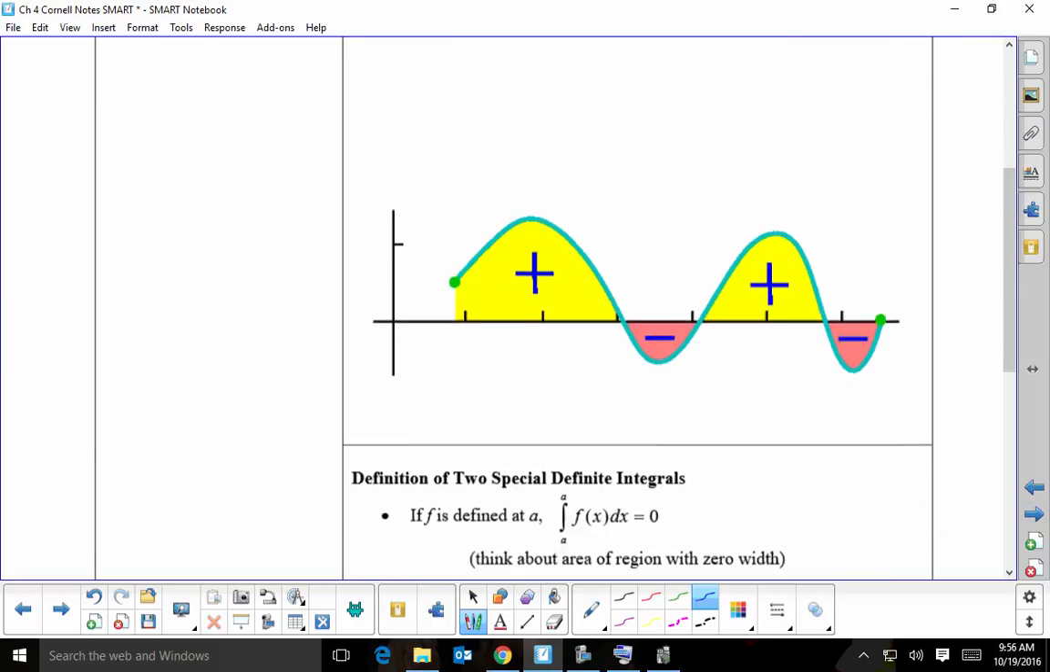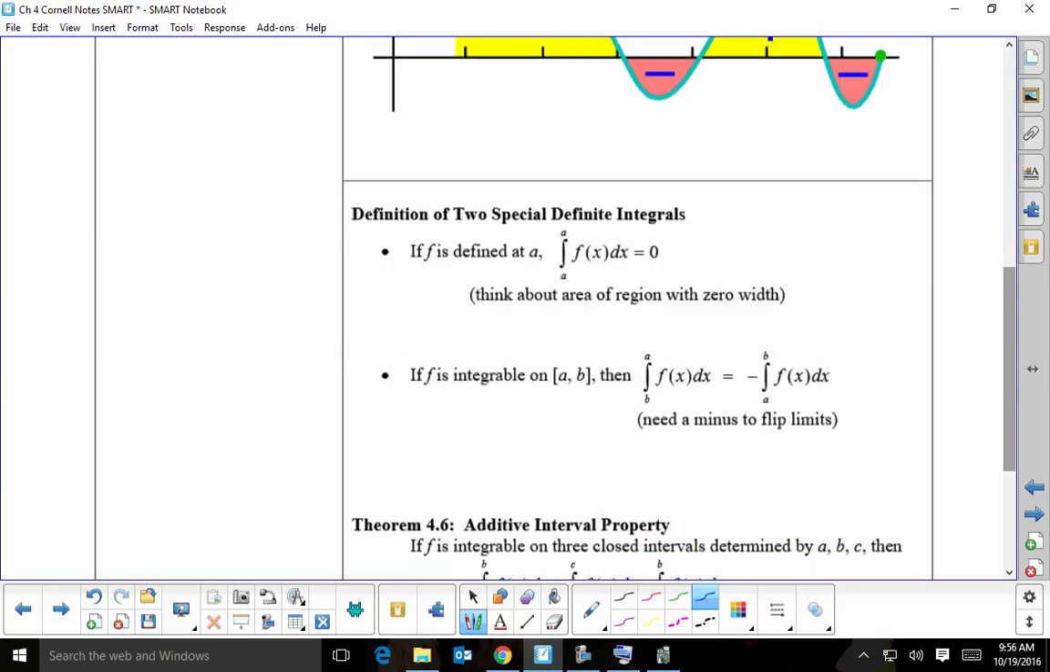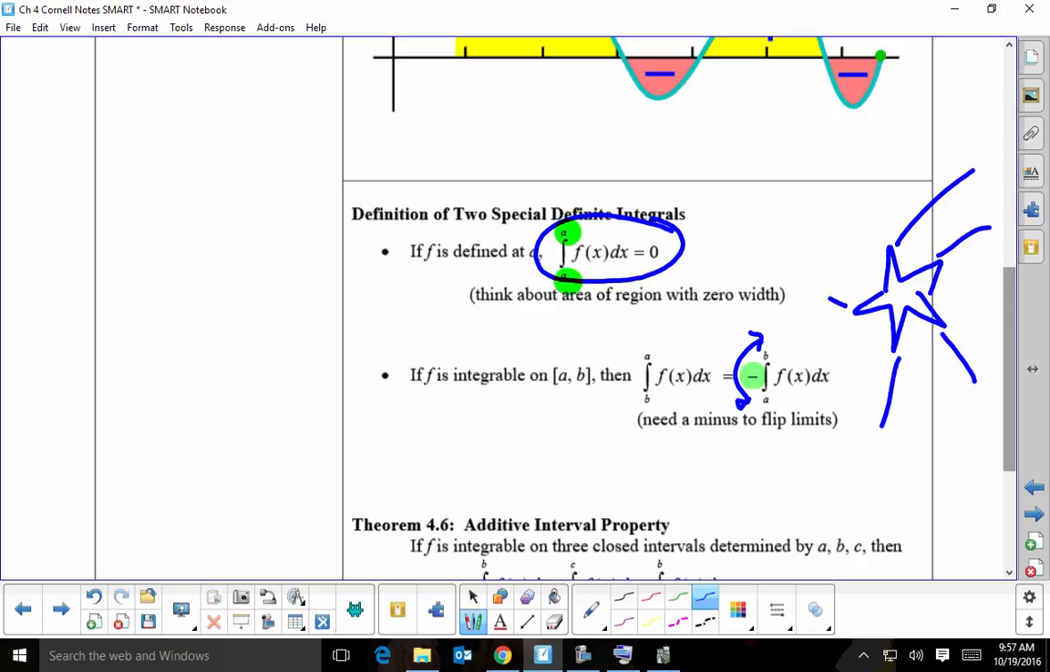And we talked about that. If you go from the same amount here, from A to A, have you covered anything? So that's 0. And here, if you flip-flop A and B, you negate. These guys are going to show up a lot and will help. So get these down in your flashcards.